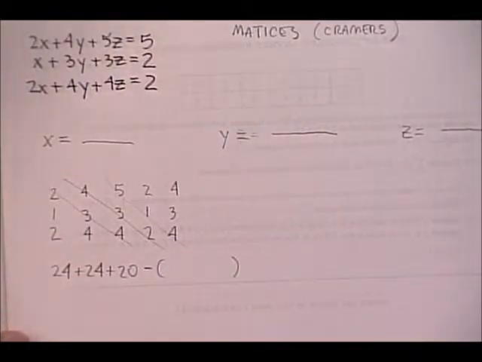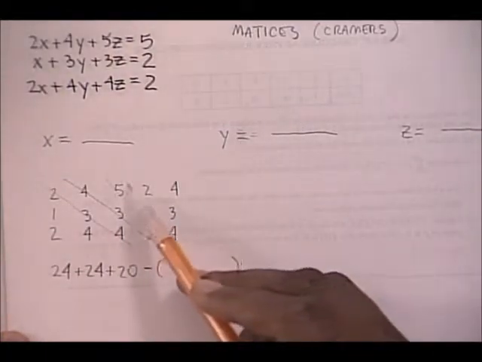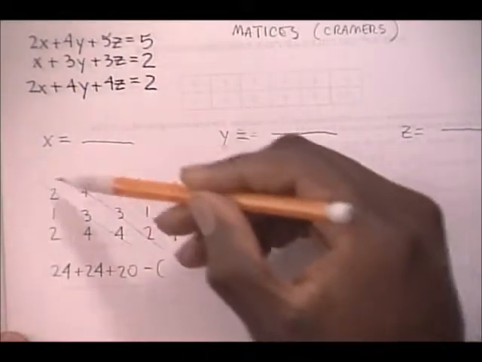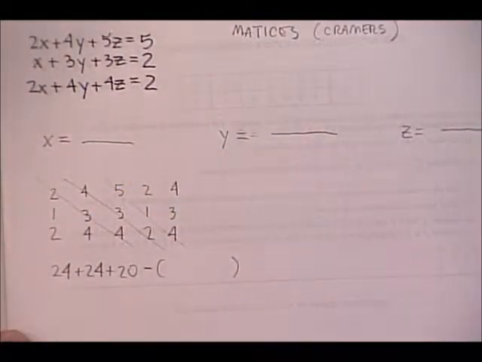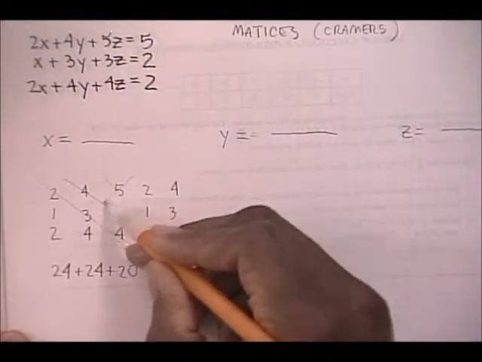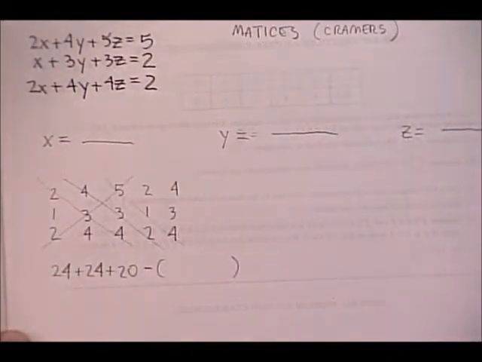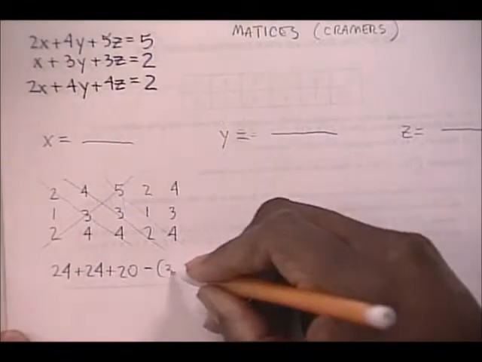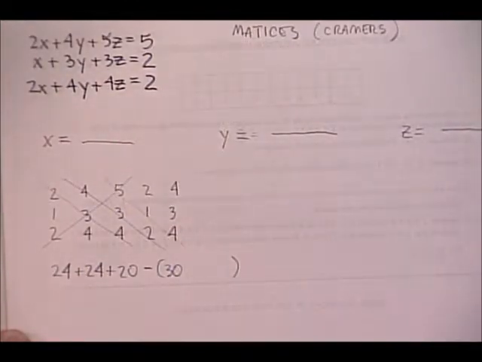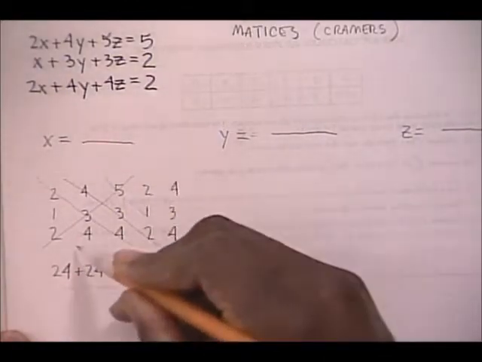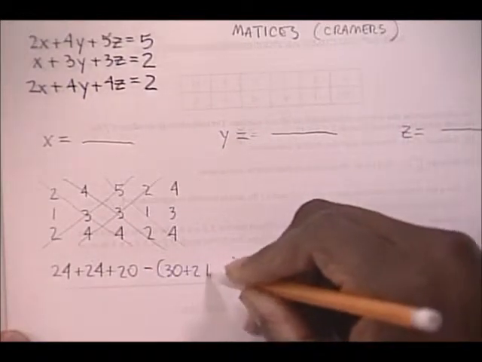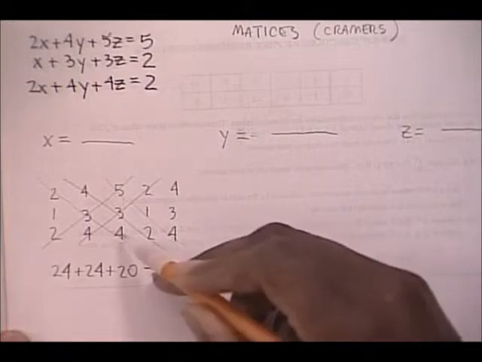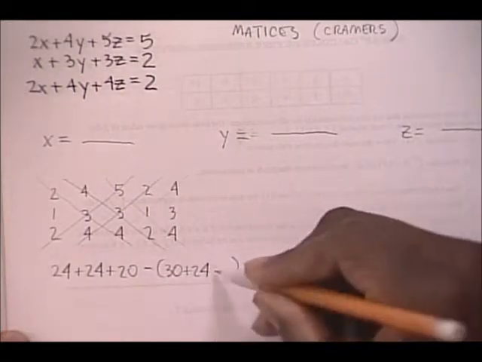Now we're going to subtract the sum of a bunch of products in this other direction. You always start with the main diagonal, and from left to right, you travel down. So 5 times 3 is 15, times 2 is 30. Now 4 times 3 is 12, times 2 is 24. And 4 times 1, which is 4, times 4, which is 16.